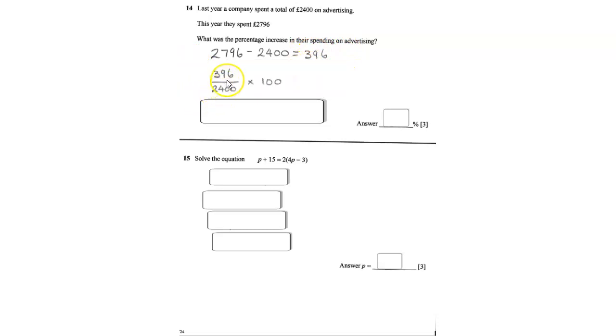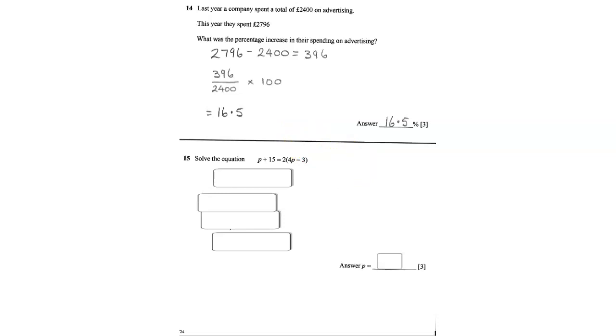So it has increased by 396. Next step is you put the 396 on top of the fraction, and underneath you put the starting value, which is 2,400. And now you've got a fraction here, and to change that fraction into a percentage, we times it with 100. And we should get 16.5%. So that means it's increased by 16.5%.